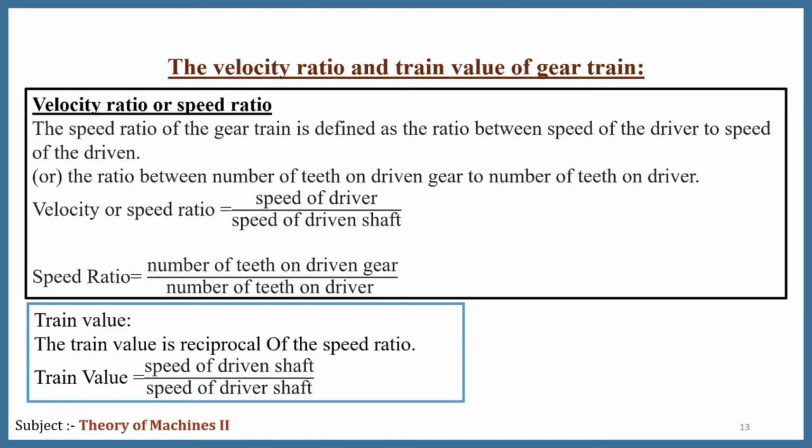Again, there is one term which is the train value. We know the velocity ratio, which is the speed of the driver upon the speed of the driven shaft, which is equal to the number of teeth on the driven gear to the number of teeth on the driver. Again there is one term which is the train value. Train value means the speed of the driven shaft to the speed of the driver shaft. That means the speed of the driven gear to the speed of the driving gear. This is called the train value, which is just the reciprocal of the speed ratio.